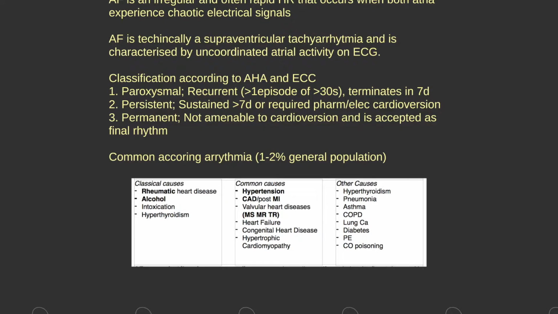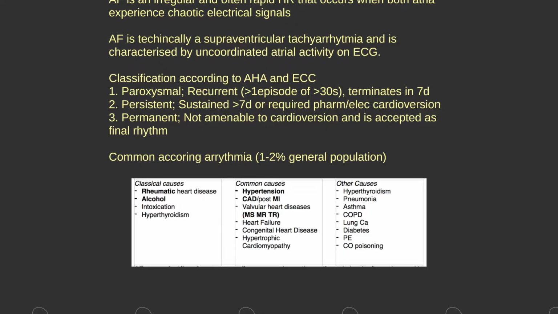It's technically a supraventricular tachyarrhythmia, and it's characterized by uncoordinated atrial activity on your ECGs. You can classify them into paroxysmal, persistent, or permanent. This is dependent on the number of episodes of arrhythmia and how long they last, and if they're amenable to treatment. So paroxysmal would be recurrent episodes lasting more than 30 seconds, but they terminate within 7 days. Persistent would be lasting longer than 7 days, or anything that requires cardioversion, be that electrical or pharmacological. Permanent is not amenable to any form of pharmacological or electrical cardioversion and is accepted as a final rhythm.